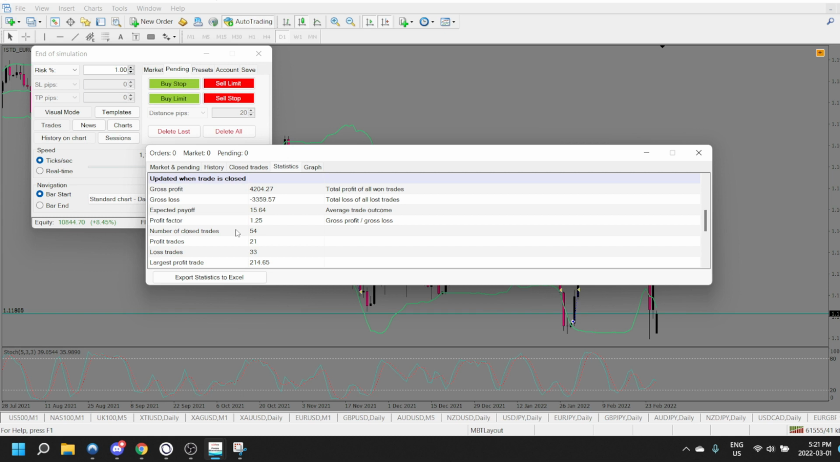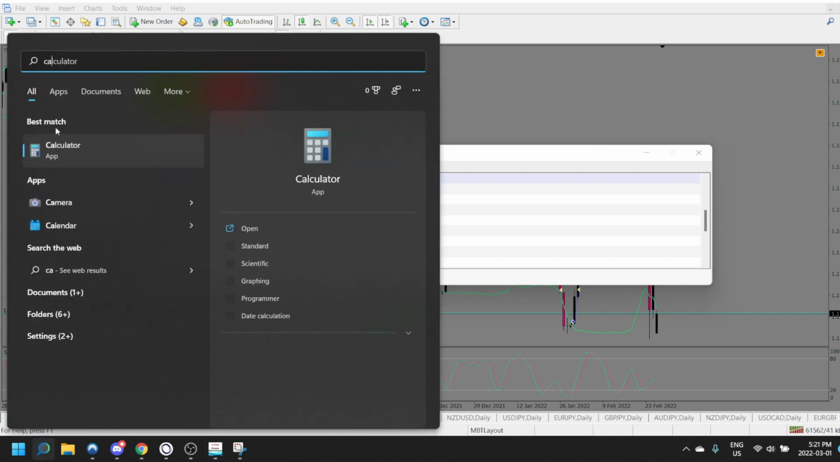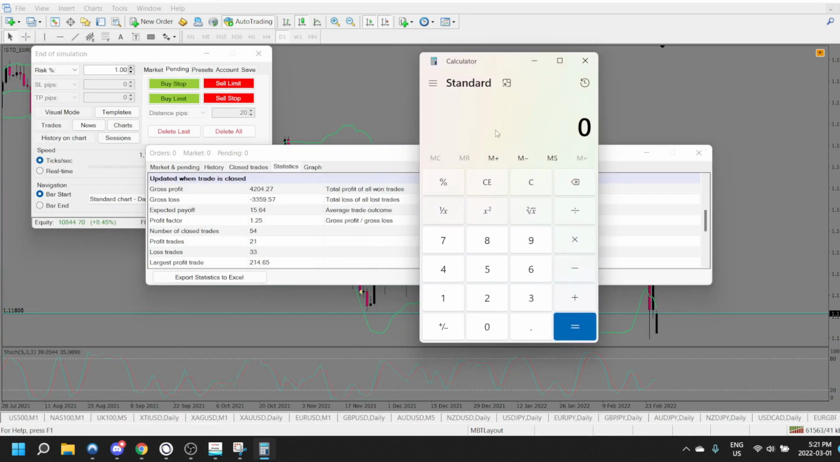So number of closed trades, 54. Profitable trades, 21. Losing trades, 33. So let's bring out the calculator. 21 plus 33 equals 54, of course. Let's do 21 divided by 54 equals a 38% win rate. So with a 2-to-1 risk to reward, we had a 38% win rate. Not bad. Going for a 2-to-1, expect to win maybe 38, 40% of your trades.